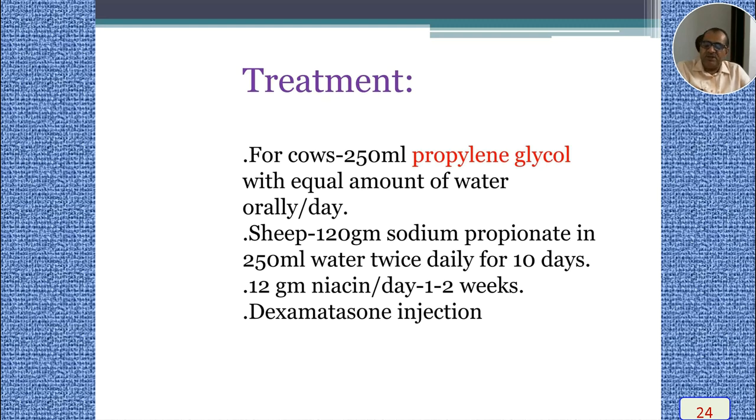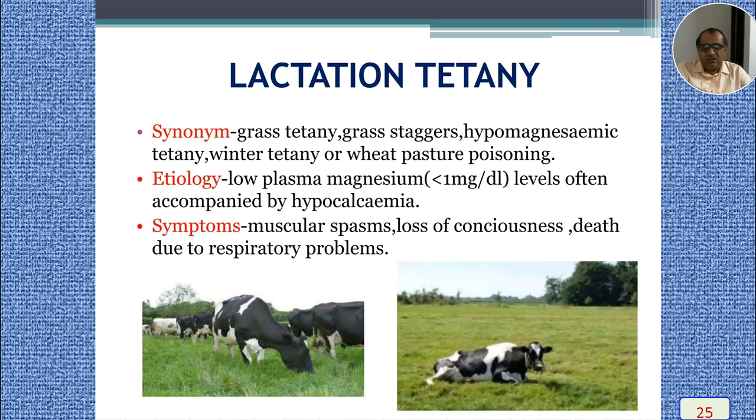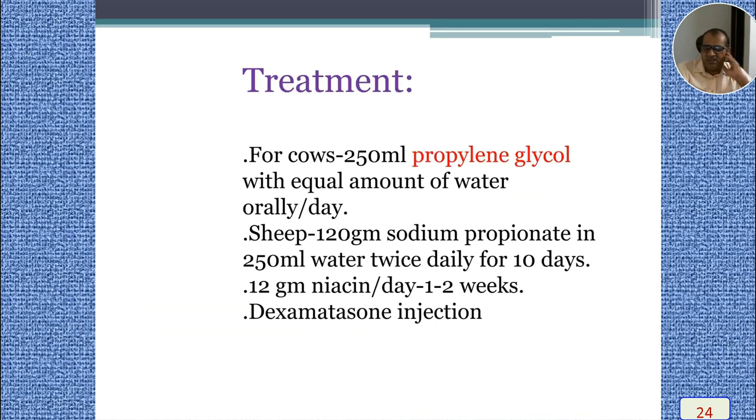But the disadvantage of dexamethasone is that it drastically reduces the milk produced by the animal because of its own effect on the animal, and the drastic milk yield reduction takes a lot of time to come back to the original level of production, and hence whenever we are administering dexamethasone we need to be careful. Then apart from this, many other treatments are also there.